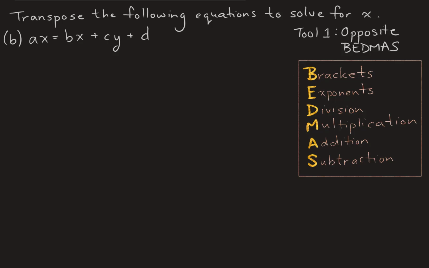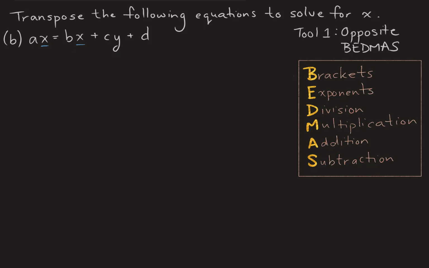Okay, so now we're going to try to transpose this next equation. Ax is equal to bx plus cy plus d. Now we're going to try to solve for x, but this time we have x on both sides of the equation, both on the right and the left. So it's not quite so simple as it was last time.